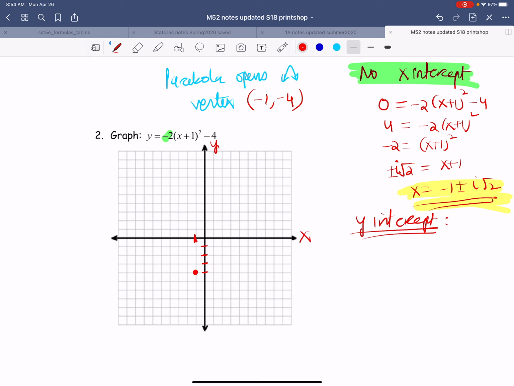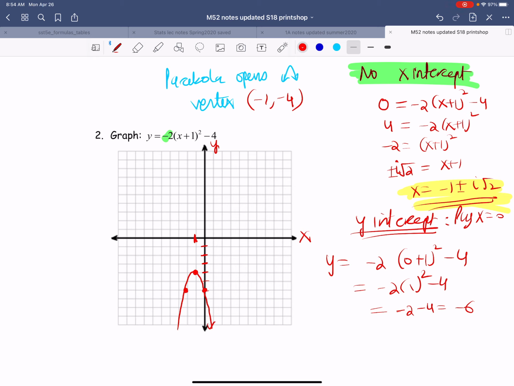How do we find the y-intercept? We plug x equal to 0 in the given equation. y equals -2(0 + 1)² - 4. That turns out to be -2, and that turns out to be -6. So the y-intercept is -6. That's where it touches the y-axis. Using symmetry, I can get another point, and there's my parabola opening down.